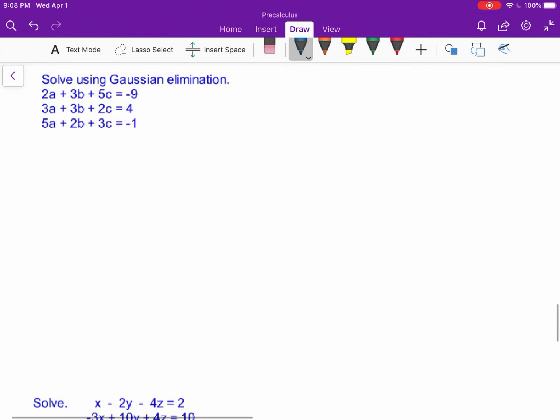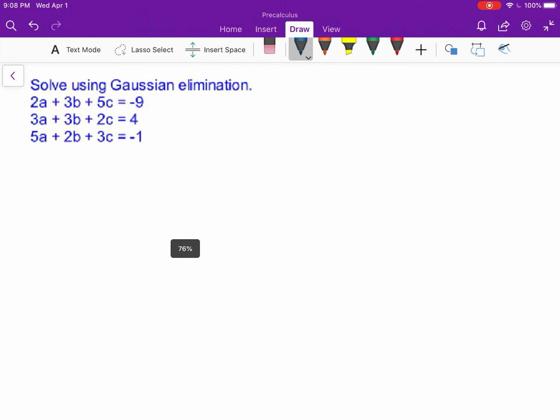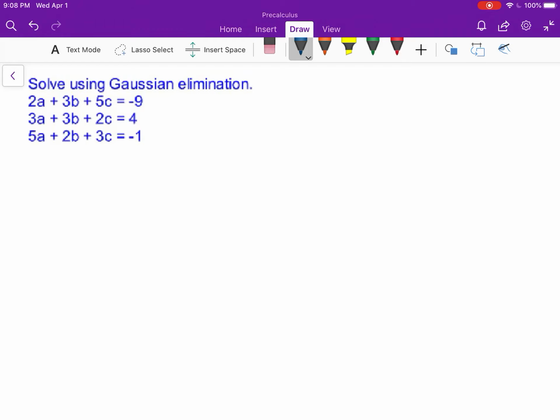Here it is. Solve using Gaussian elimination. All right, here we go. We first check to make sure all the variables are on the left and the constants are on the right. They are. So let's go ahead and copy these. 2, 3, 5, -9. So there's the augmented matrix. All right, now that we did an example, I'm going to show you what I would normally do with stuff like this.